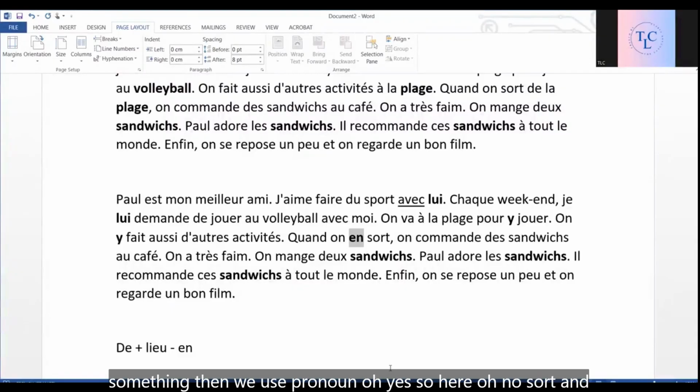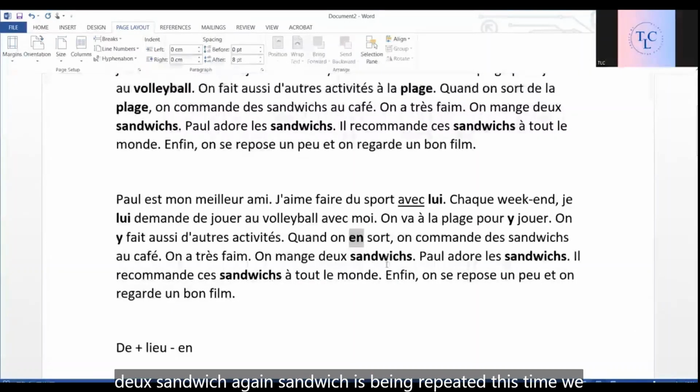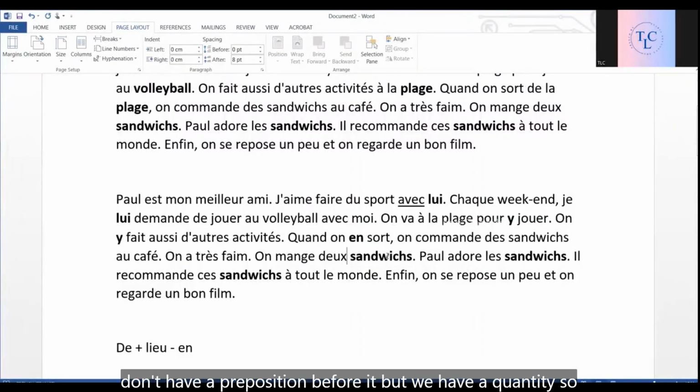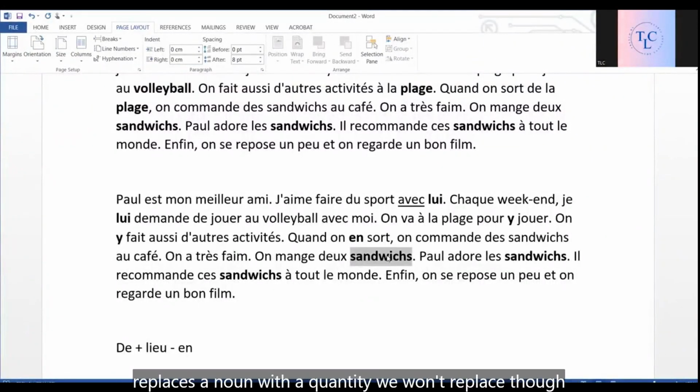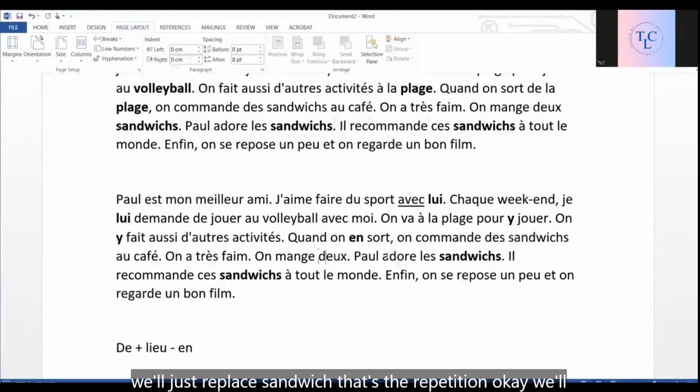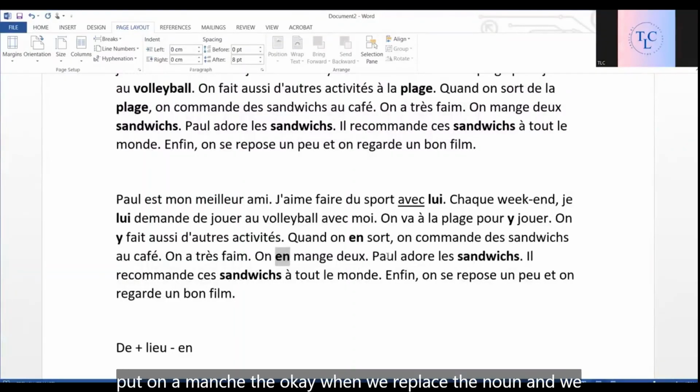on en sort. On commande des sandwichs. Au café, on a très faim, on mange deux sandwichs. Again, sandwich is being repeated. This time we don't have a preposition before it, but we have a quantity. So a noun with a quantity is replaced by en again. Yes, because en also replaces a noun with a quantity. We won't replace deux, we'll just replace sandwich. That's the repetition. Okay. And we'll put en. On en mange deux.